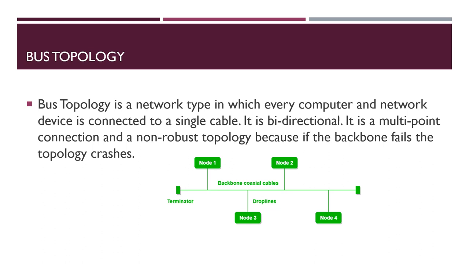And bus topology, here we use a cable. If the cable is damaged and any problem occurs, the entire system goes wrong and the whole networking system collapses. Bus topology is a networking type where every computer or device is connected to a single cable. It is also a bi-directional, multi-point connection system. If the cable fails, since the cable is the backbone of the system, every node crashes. So for bus topology, the main content is the cable. Okay, and this was the representation.